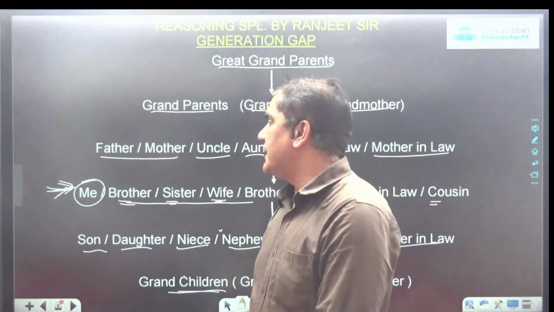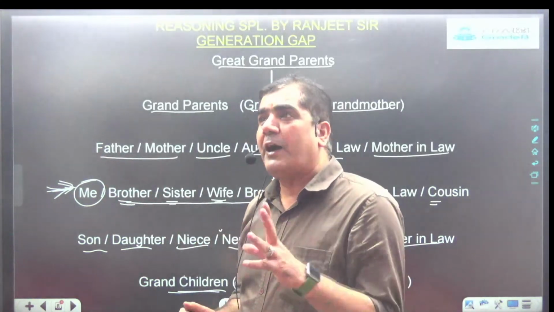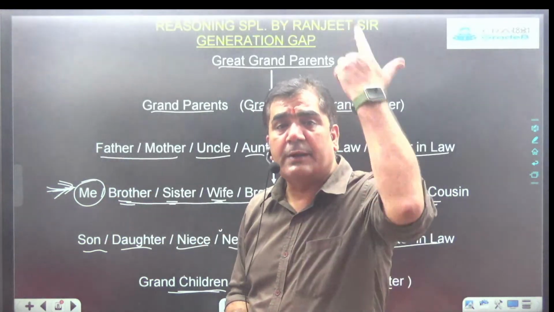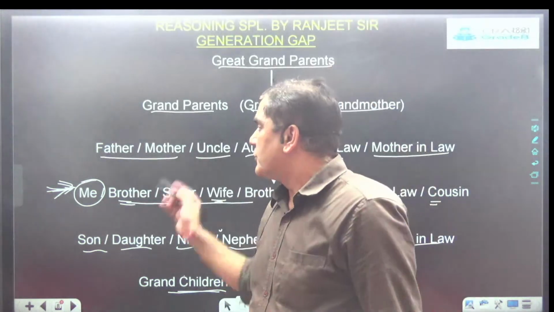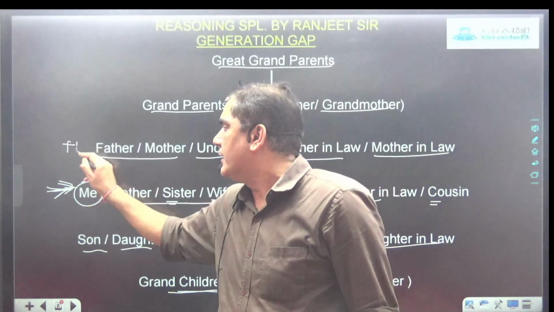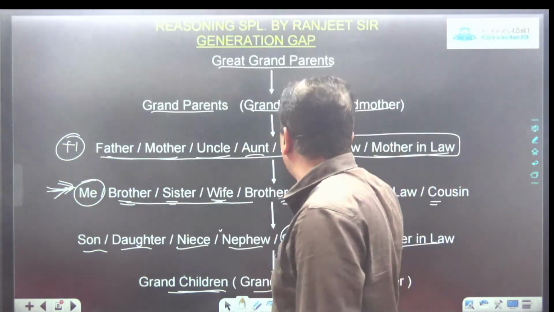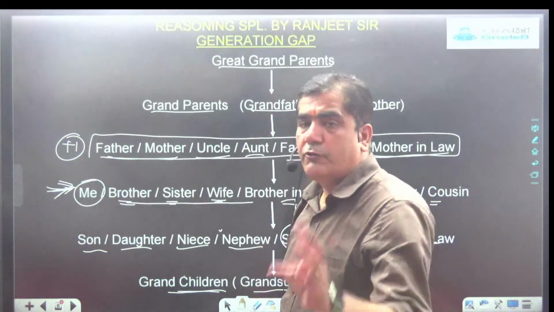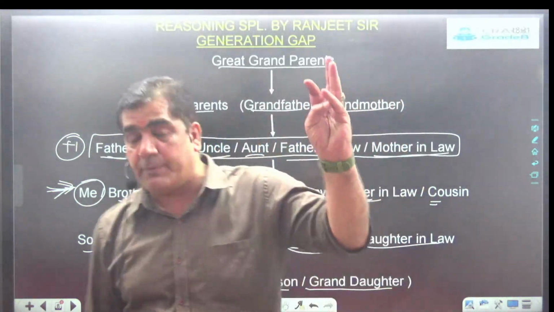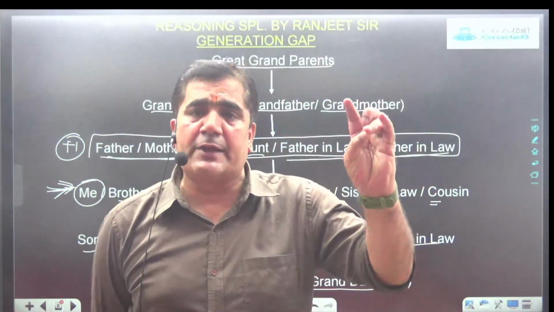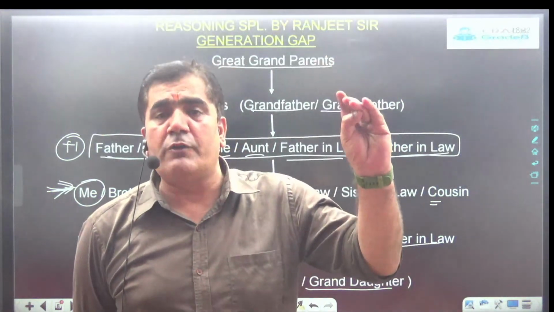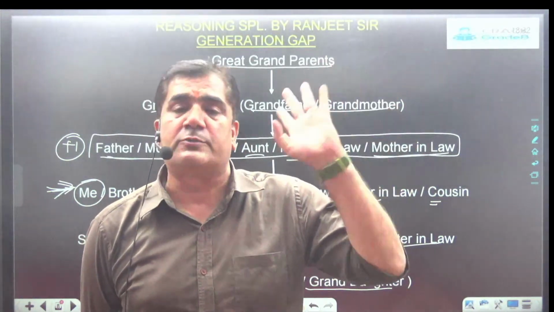Means what? If I say my father and mother, they are one generation above. So father, mother will be plus 1. Any person coming in this generation will be denoted by plus 1. Father will be +1, mother will be +1, uncle will be +1, aunt will be +1, my father-in-law will be +1, and mother-in-law will be +1.